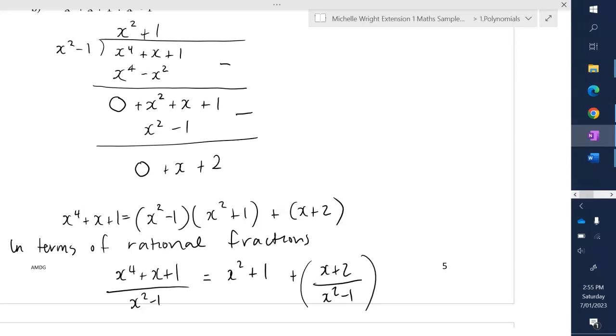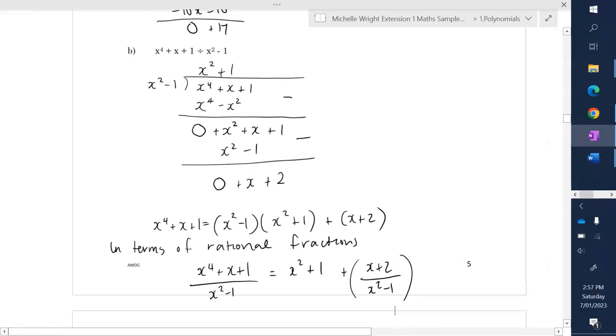And if you think of it algebraically, all I've done is basically divided every term by x squared minus 1 in the equation before. This divided by x squared minus 1 gives me this term. This divided by x squared minus 1 just gives me that term. And this divided by x squared minus 1 gives me this one. So they're the same thing, just written in a different format.